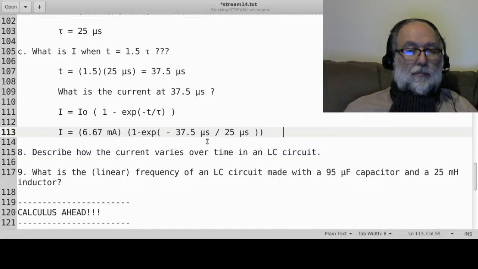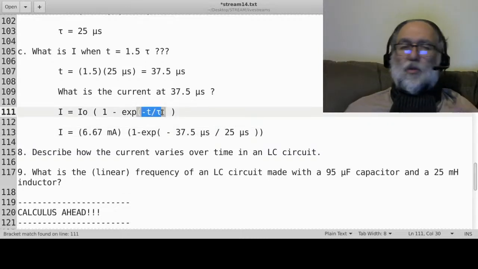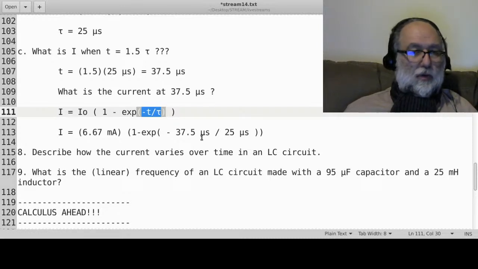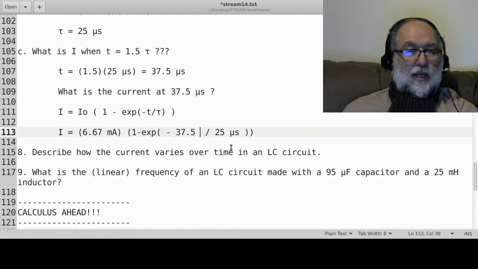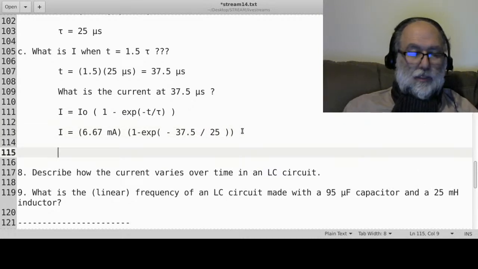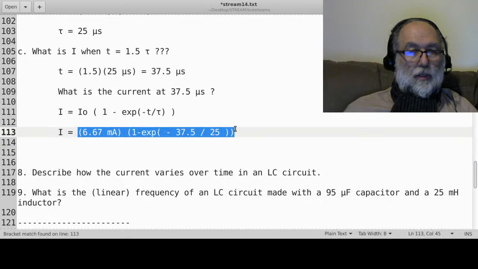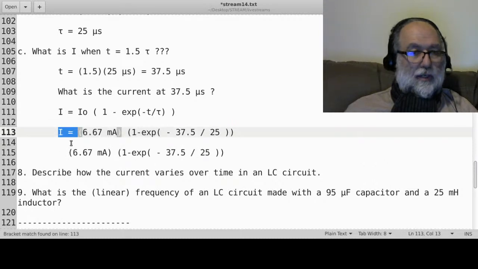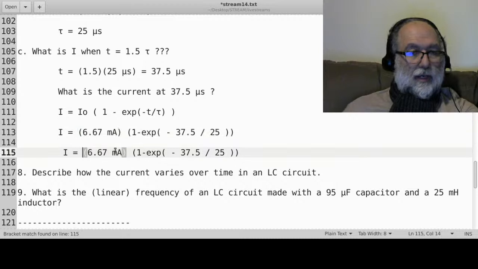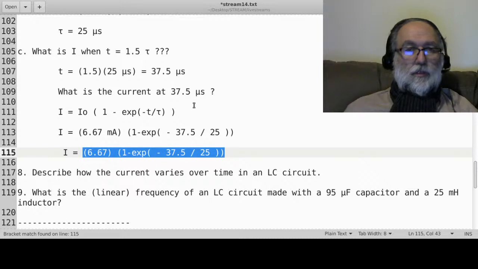Now I space things out a lot here on purpose. You see that the 37.5 is in microseconds, so t is in microseconds, and tau is in microseconds, and t divided by tau, as long as they're both in the same units, the units will drop out and that'll be okay. So the microseconds will cancel against microseconds there. And now we can just plug into our calculator. Let me just rewrite this without the units so that I can cut and paste into my calculator.